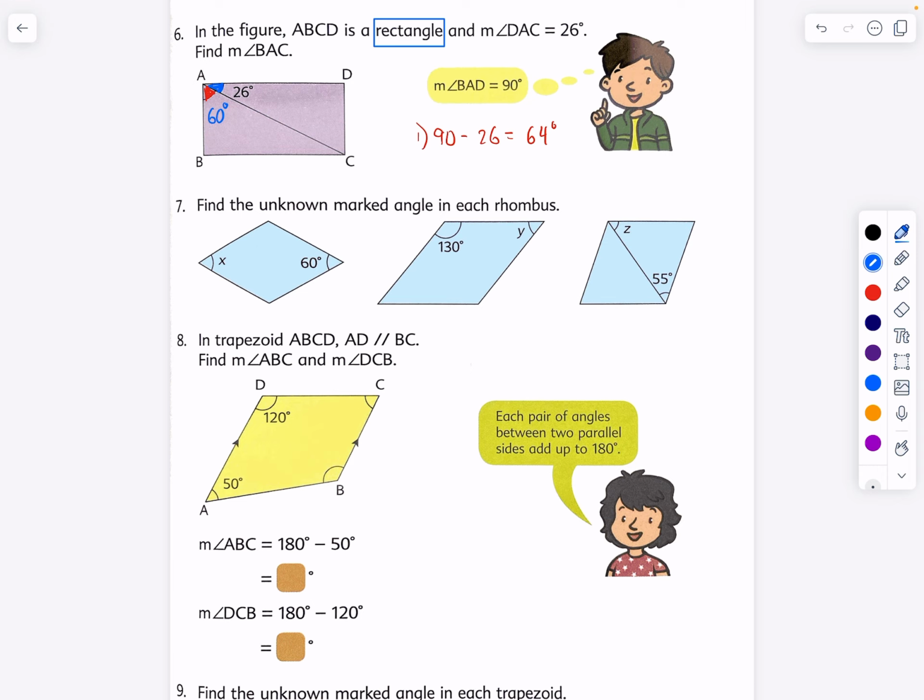It is very important to read the instructions. Find the unknown marked angle in each rhombus. These 3 blue shapes are all rhombuses. So we have missing angles X, Y, and Z.